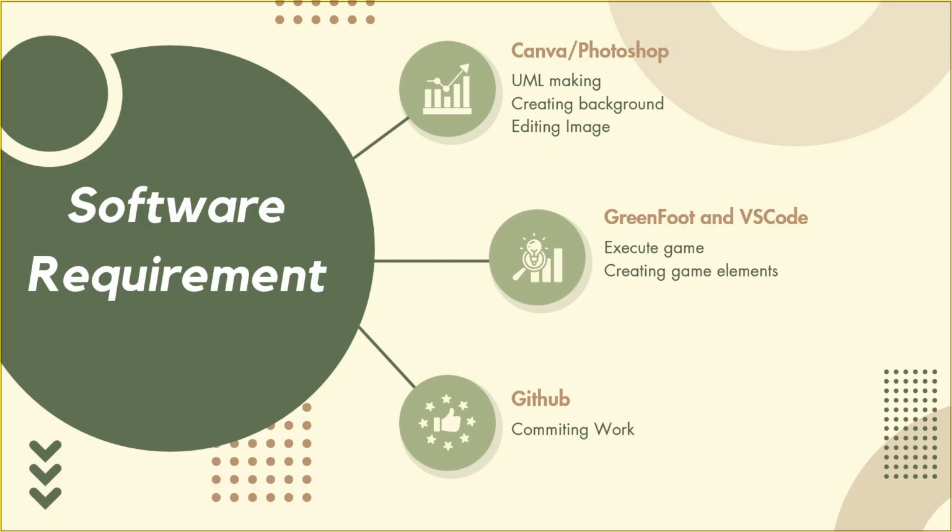About the software requirements, we use Canva and Photoshop for the UML making, and we create the background using Photoshop, drawing by hand. The second one is the main tool, VS Code, and we execute the game by downloading the green food and creating the game elements. The final one is GitHub, where we upload the link.